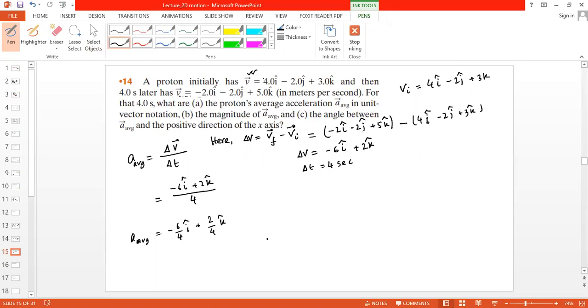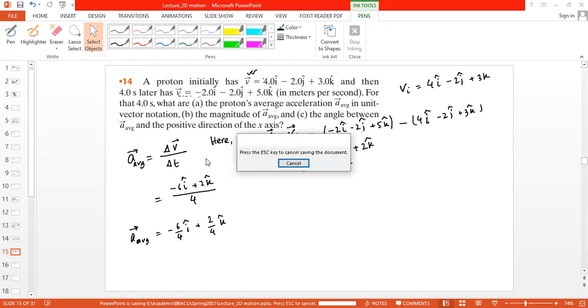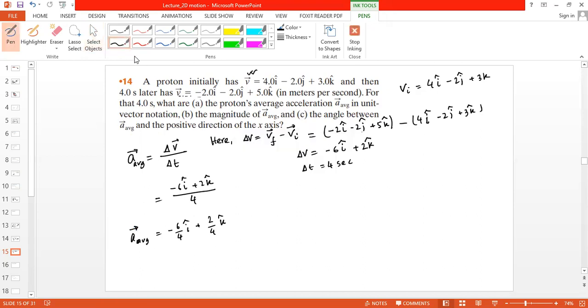So this is the average acceleration. These are vector signs here. Okay, so this is the average acceleration part A. And here you see, I can write this like minus 1.5i plus 0.5k. So this is my average acceleration, okay?